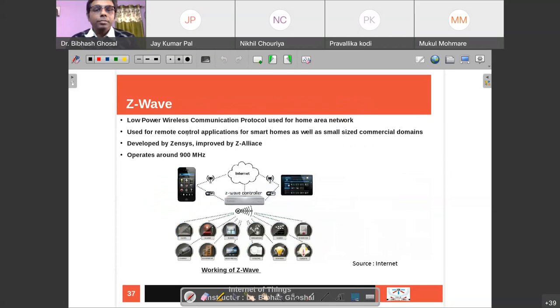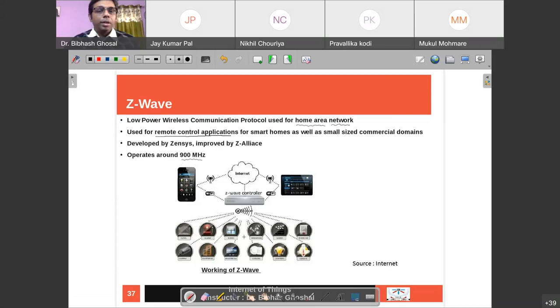Then comes something called Z-Wave, and it's heavily used in home automation systems. This is a low power wireless communication protocol used in home area networks, primarily for remote control applications. So for a very small commercial domain, if you would like to have connectivity between devices, you use this particular protocol. Z-Wave is a very popular protocol, and it was developed by Zensys. It works at 900 megahertz, with a modest data rate.